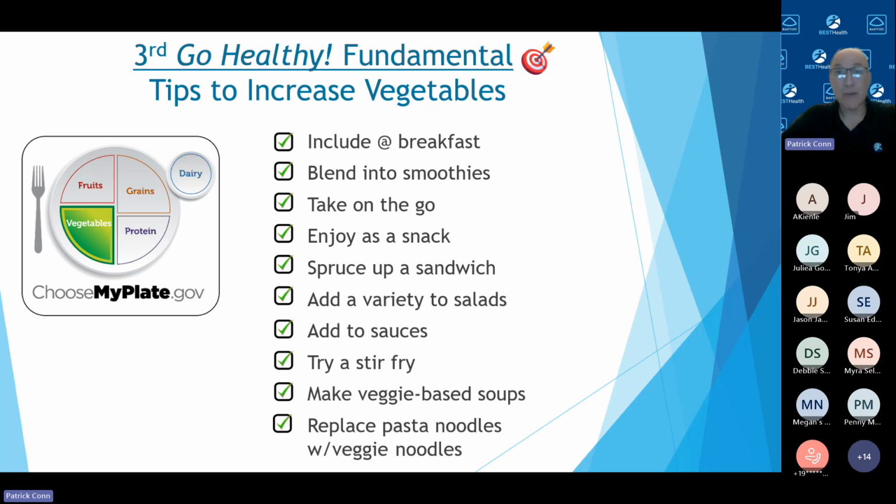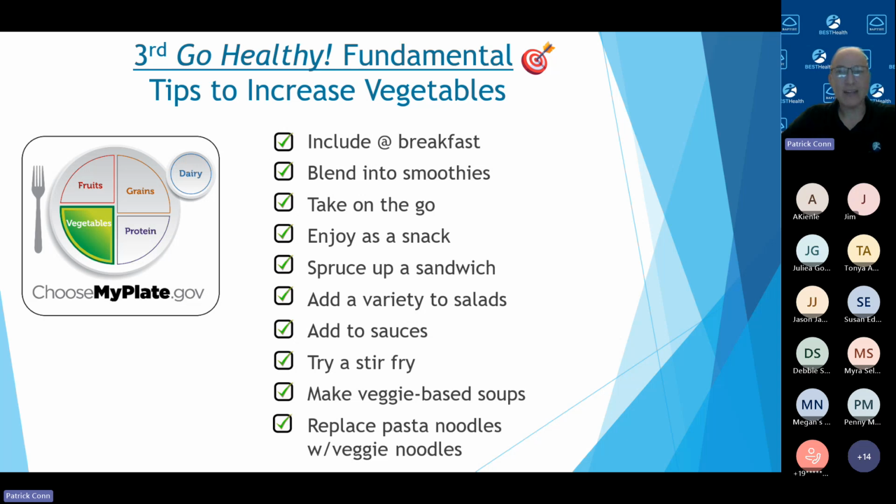Also, you can spruce up the sandwich. You can take a sandwich and add a bunch of different vegetables to it, like tomatoes, lettuce, onions, whatever you like on your sandwiches. You also can add a variety to your salads.